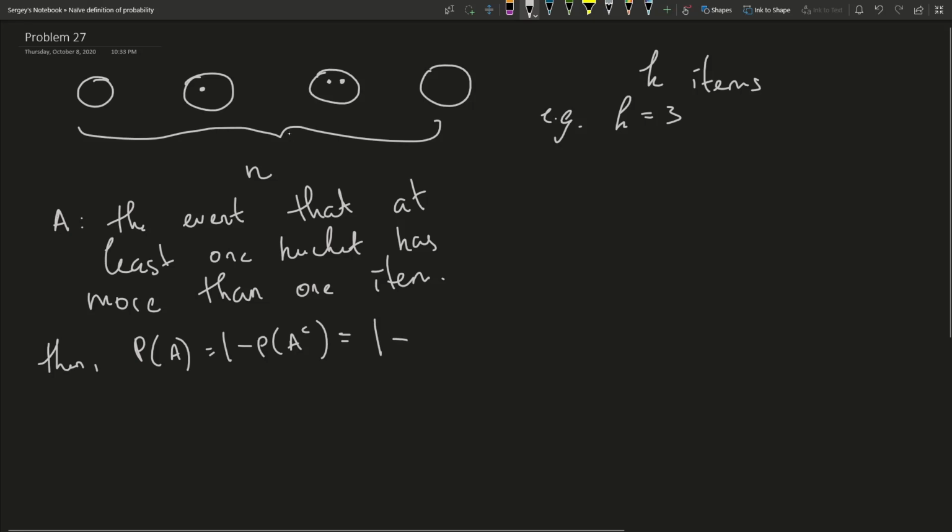So the first item has n choices for a bucket. The second item has now n minus 1 choices, not n choices, because the first item was already assigned a bucket. Now the third item has n minus 2 choices for a bucket, and the kth item has n minus k plus 1 choices for a bucket, over all the number of possible selections of k buckets. So this here is our answer.